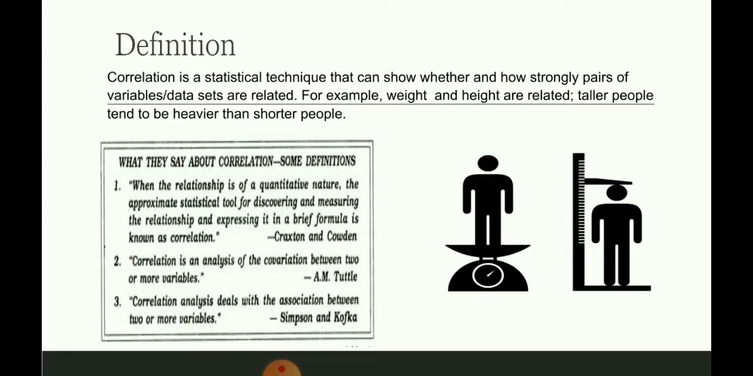Now come to the definition of correlation. It is a statistical technique that can show whether and how strongly pairs of variables or data sets are related. For example, weight and height are related. Taller people tend to be heavier than shorter people. This is a very real-life example. We can say the weight of taller people is more, so weight and height are related. So to find how strongly they are related, we use the statistical technique called correlation. Here are some sayings by the great statisticians.